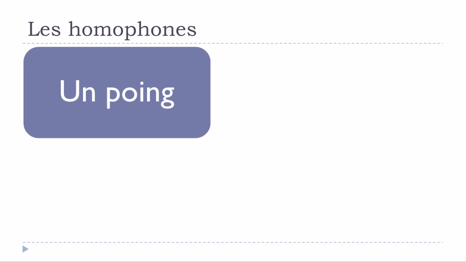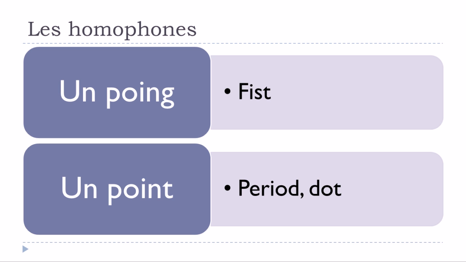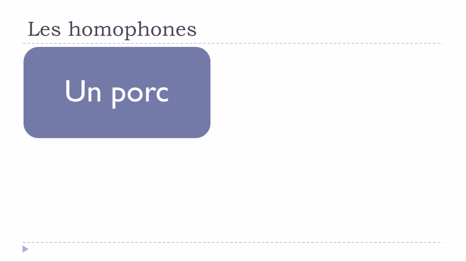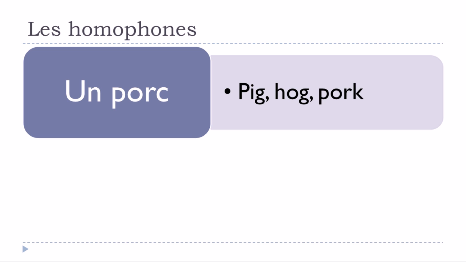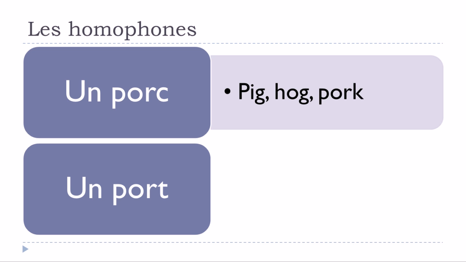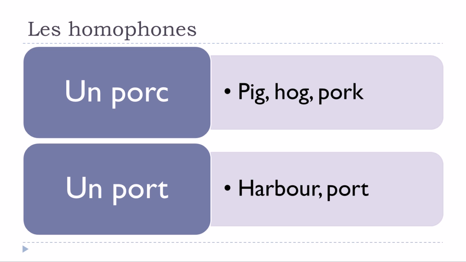Un point. Un poing. Alright, so you can see that here the only difference is the final letter, but they are pronounced the same way and both of them are masculine. Un point, un poing. Un port. Un porc. Okay, exactly the same thing here. Only the last letter is different. You don't pronounce it, and both of them are masculine. Un port.